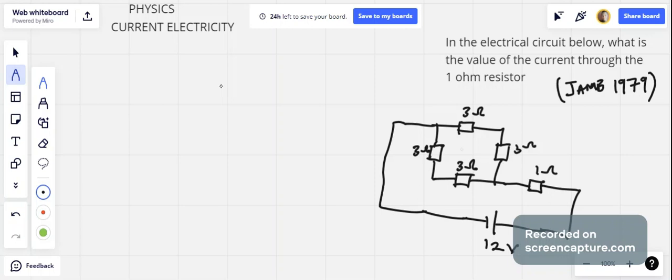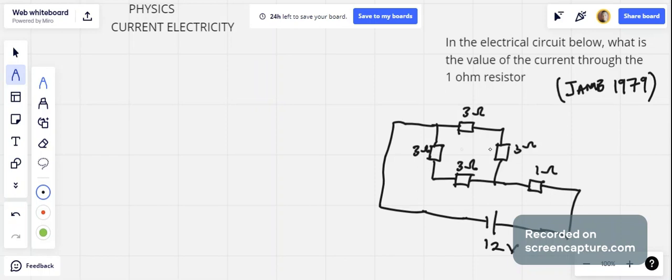All right, let's see how to analyze a connection of resistors with a cell. The question says, in the electrical circuit below, what is the value of the current through the 1 ohm resistor? This is a JAMB question 1979, and this is the circuit here.